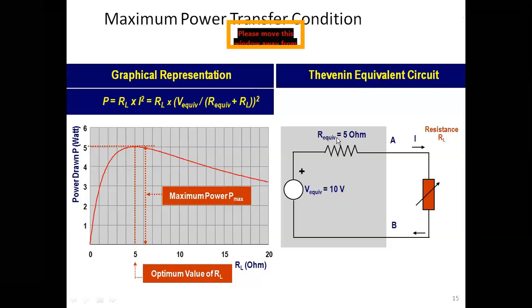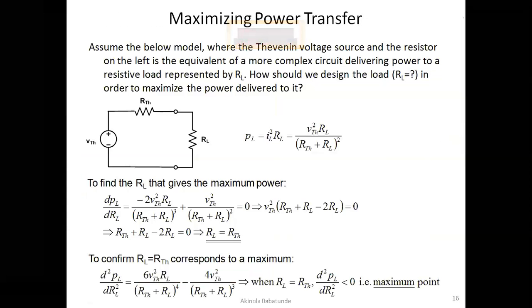That is why you can see R equivalent is equal to 5 ohms. We can see V equivalent is equal to 10 volts here today. Assume the below model where the Thevenin voltage source and the resistor on the left is the equivalent of a more complex circuit delivering power to the resistive load represented by RL.